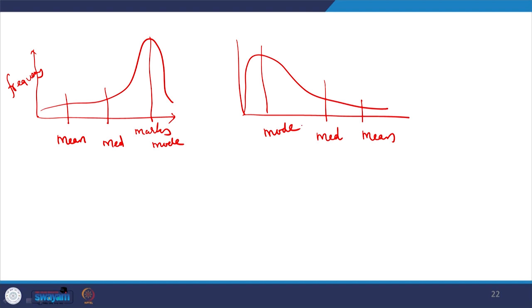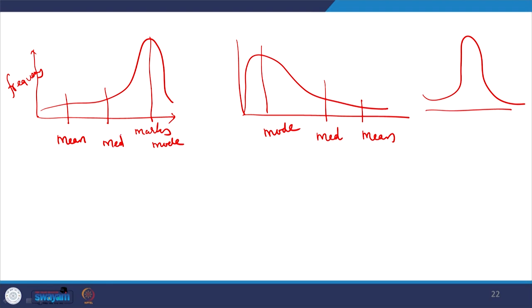Okay. There may be another situation, it is symmetric, looking like a bell shaped curve. Now after looking at this hypothetical problem, the question arises: when to use mean, when to use median, when to use mode.